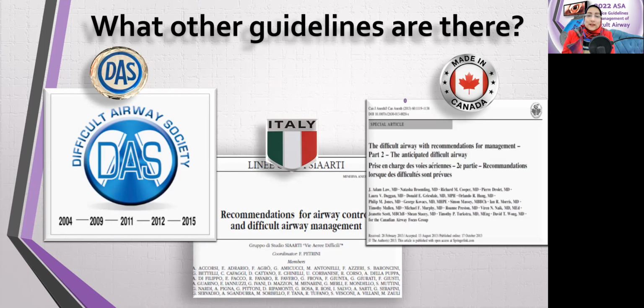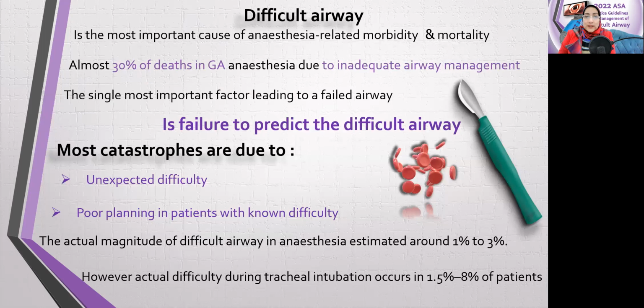Why all these guidelines? Did you see a lot of guidelines and a lot of updates? Why all of these? Because difficult airway is the most important cause of anesthesia-related morbidity and mortality. In my opinion, the most important responsibility of the anesthesiologist is maintaining the patient airway. Almost 30% of deaths in general anesthesia are due to inadequate airway management.